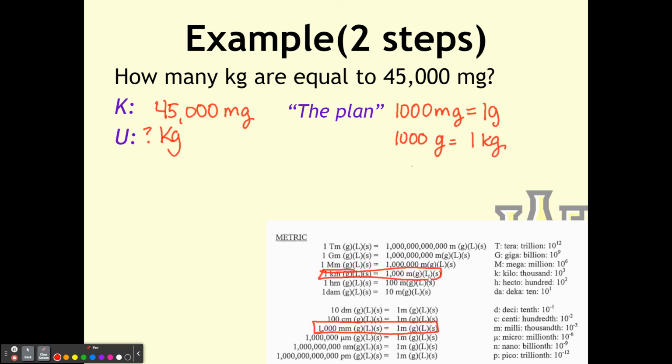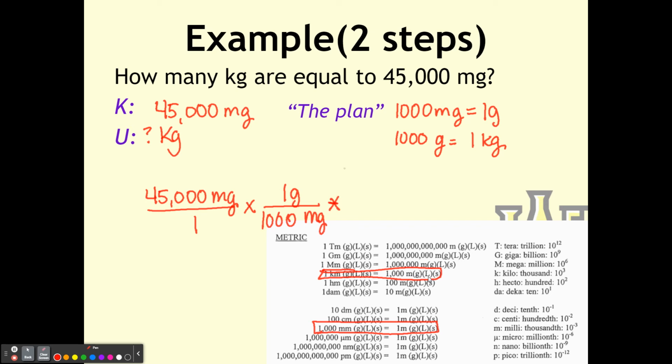Now I'm going to start writing my dimensional analysis. I'm going to start with what I know, 45,000 milligrams. I'm going to put that over 1 times. I have milligrams here, so I know I want milligrams on the bottom so that they cancel out. The number with my milligrams is 1,000. On top goes the equal. It equals 1 gram.